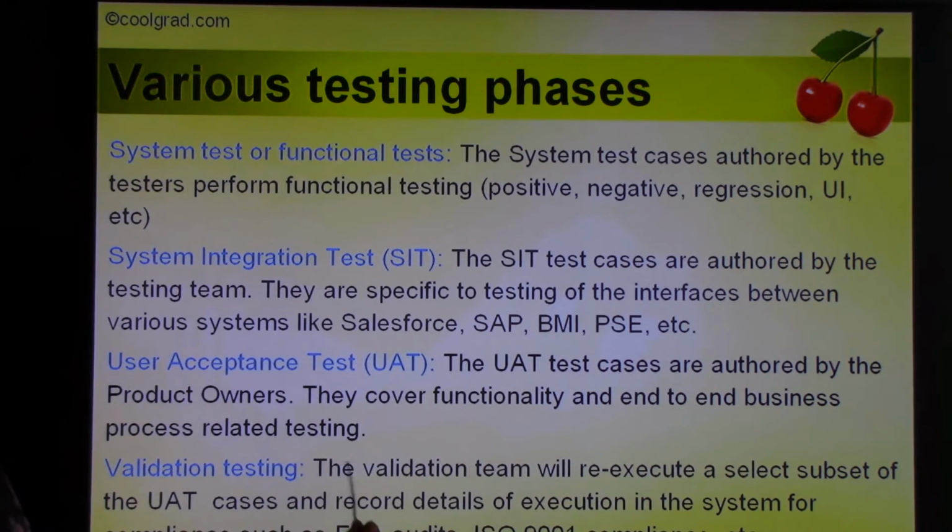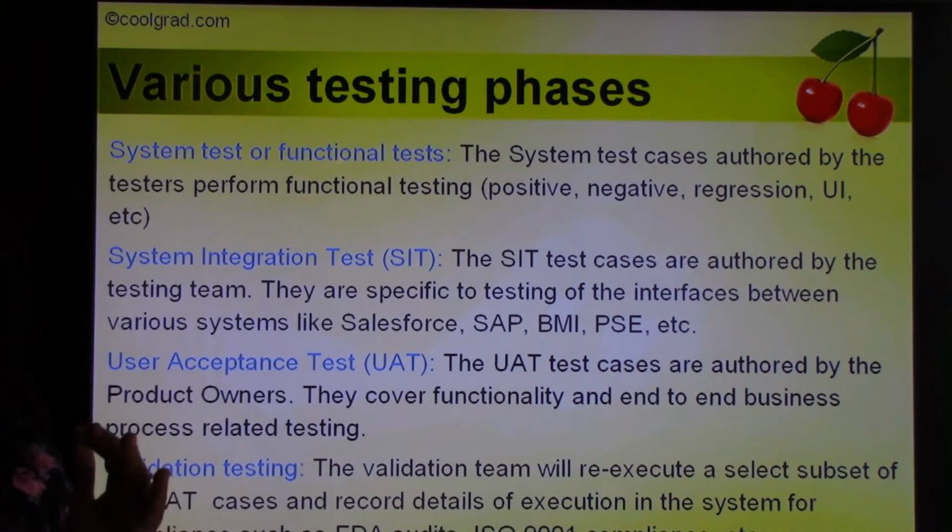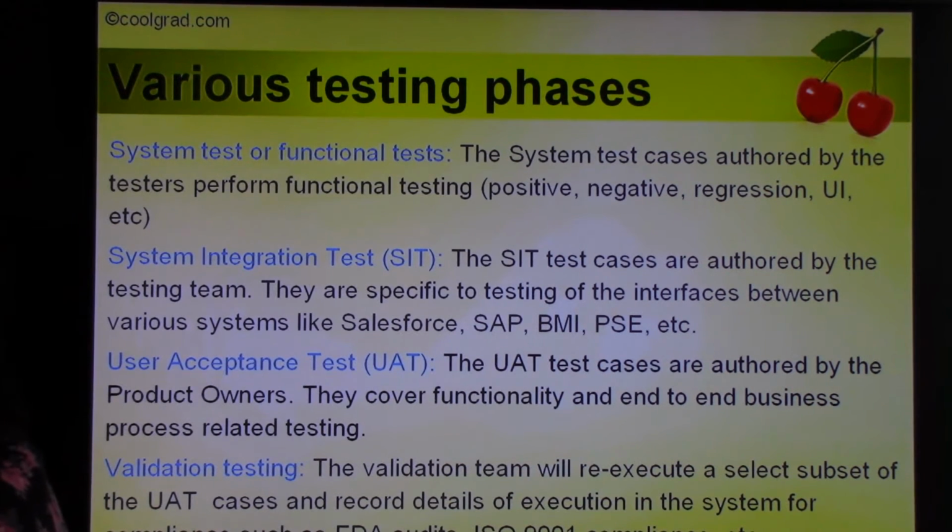Validation testing. The validation team will re-execute a select subset of the UAT test cases and record details of execution in the system for compliance, such as FDA audits, ISO 9000 compliance, and things like that. A lot of these companies have to show the auditors that a particular important subset of test cases have been executed. This is called validation testing. It's particularly important for compliance reasons. We don't have to show them that we executed all these test cases. We just have to show them that the important test cases were executed.